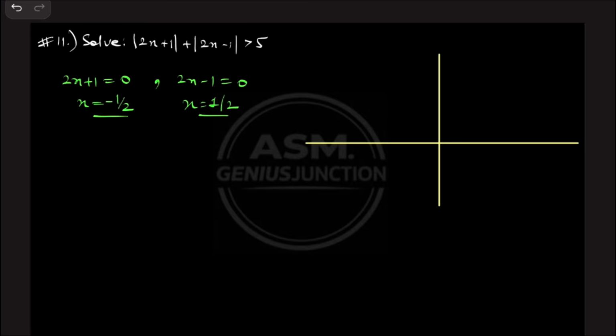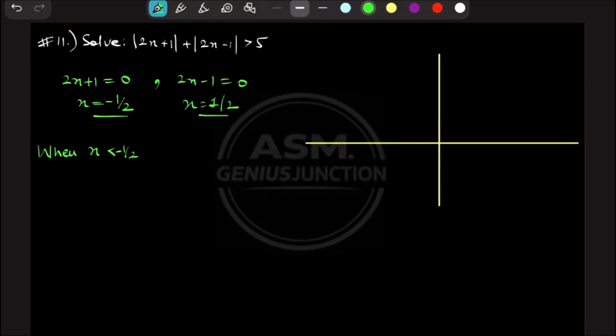When I say that I will be taking all the values of x which are less than minus 1 by 2, I am plotting these values on the graph so that we can understand it in the best way. Let's say this is minus 1 by 2 and this value is plus 1 by 2, right? So when the value of x is less than minus 1 by 2, obviously mod of 2x plus 1 is going to be negative, is going to open up with the negative sign. So I can write it as minus of 2x plus 1, and mod of 2x minus 1 will also open with a negative sign.